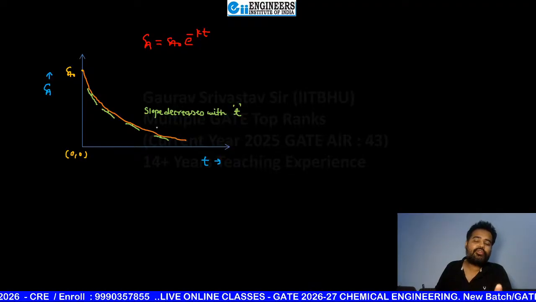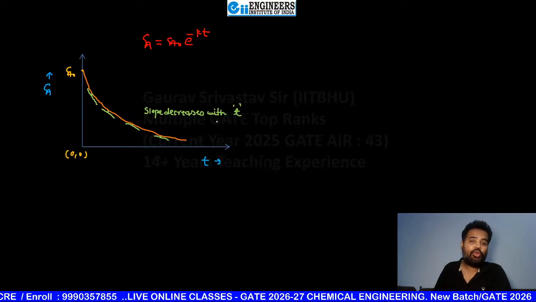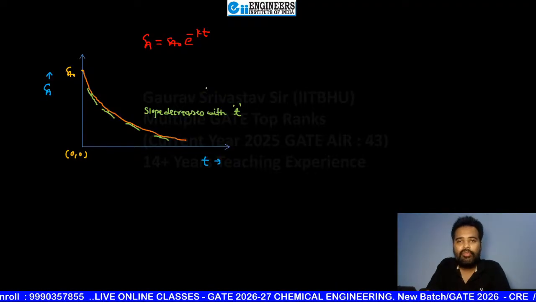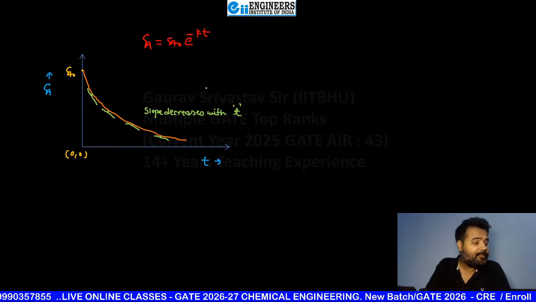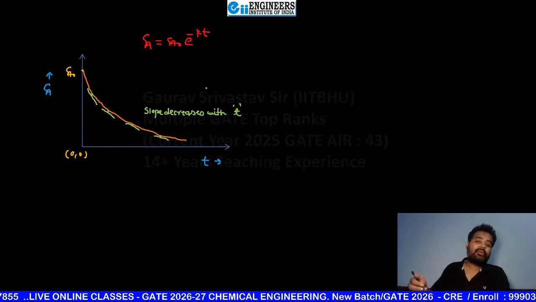Is it crystal clear to all of you, beta? So slope decreases with time. There is not a constant slope, because this is an exponential graph. Okay, done. Is it crystal clear, beta?